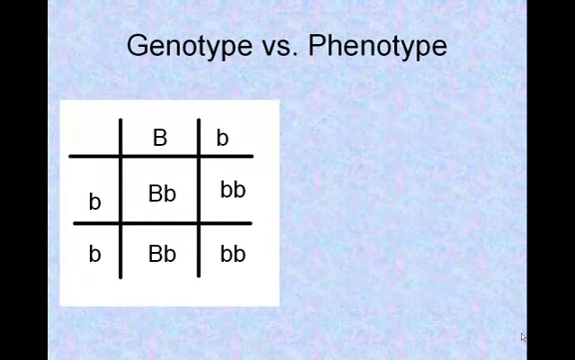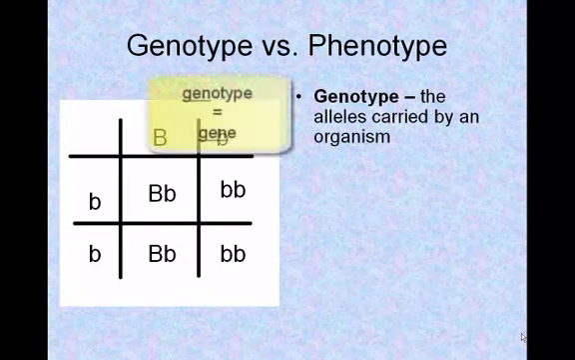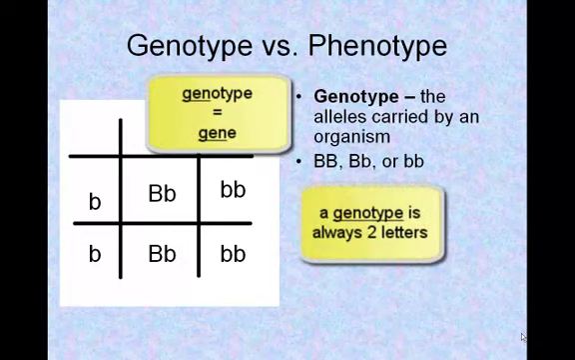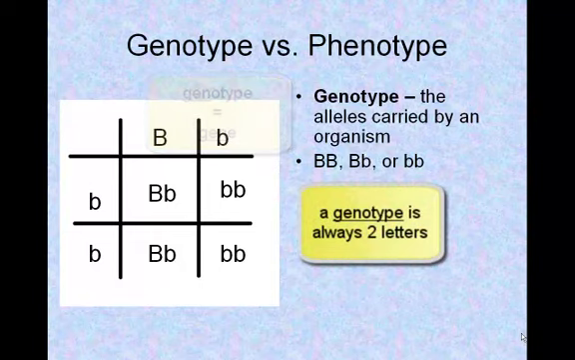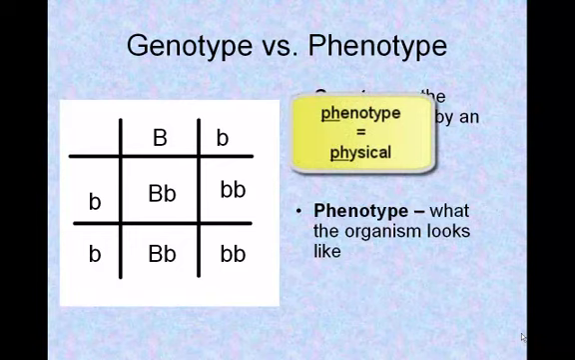Sometimes you have to make a distinction between an organism's genotype and its phenotype. So the word gene is in the word genotype, so it's the actual alleles or genes that an organism carries. So this is always going to be a pair of letters, so it could be two capitals, two lowercase, or a capital and a lowercase. Phenotype, the PH in phenotype goes with PH in the word physical, so it's what the organism looks like, what it physically looks like.